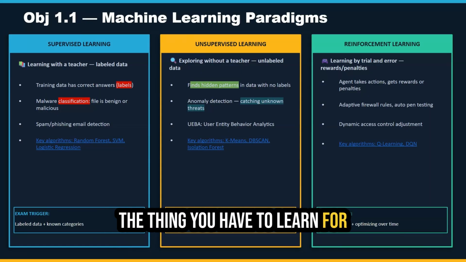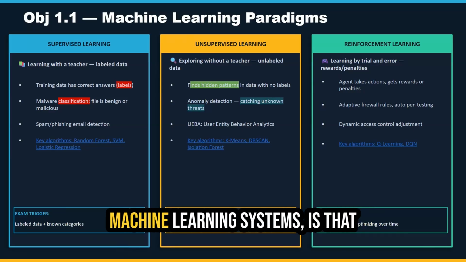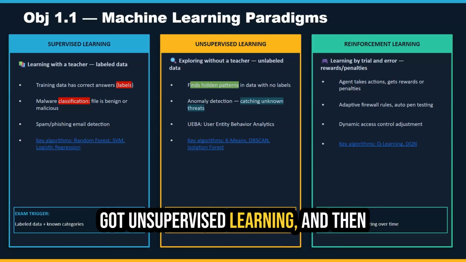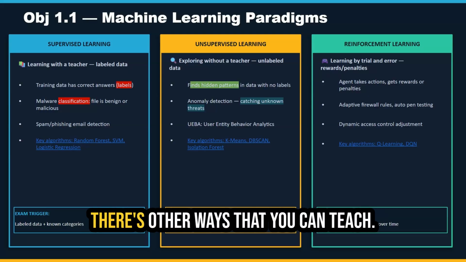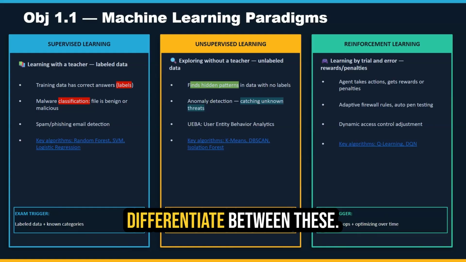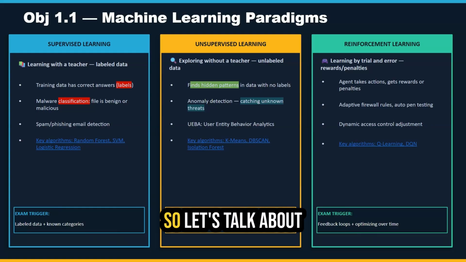The thing you have to learn for the test, and actually in general, if you're trying to protect machine learning systems, is that you've got supervised learning, unsupervised learning, and then reinforcement learning. There are other ways that you can have them learn, but these are the main ways. And we've got to be able to differentiate between these because this does come up, from my understanding, on the test. So let's talk about supervised learning first.